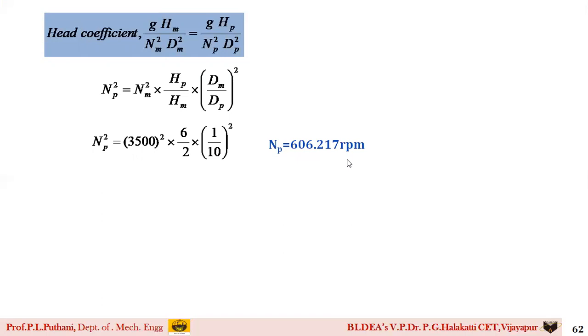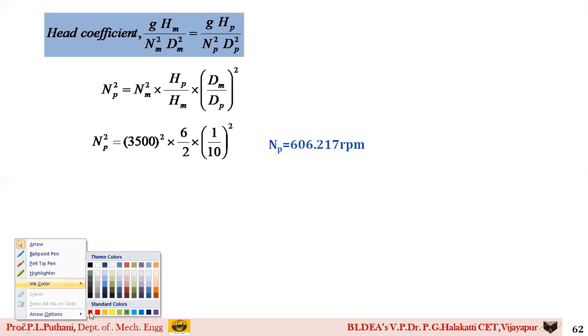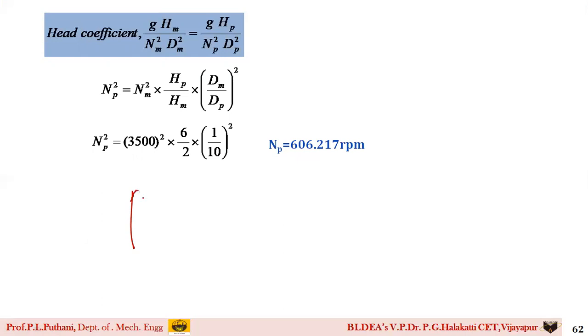606.217 RPM. Speed of the prototype is calculated, the first thing. The second thing he has asked is the power of the prototype. So generally, when we are writing our power equation, how do we write it? We write it in this form: the power of a prototype, P is equal to rho G Q H efficiency term.